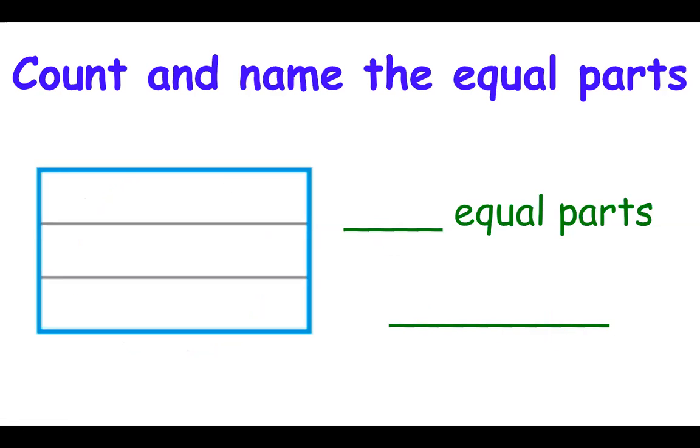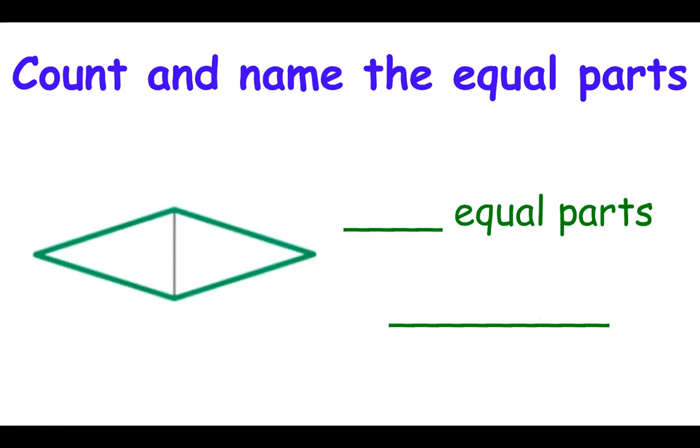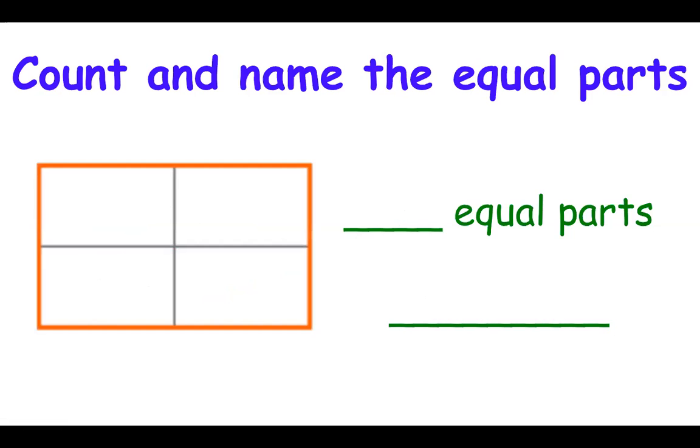Count and name the equal parts. Try this one on your own. Pause and go. Very good. This rectangle has 1, 2, 3 equal parts. So we call the parts thirds. Count and name the equal parts. Very good. This shape has two equal parts, 1, 2. So we call them halves. Count and name the equal parts. 1, 2, 3, 4 equal parts. So we name them fourths.